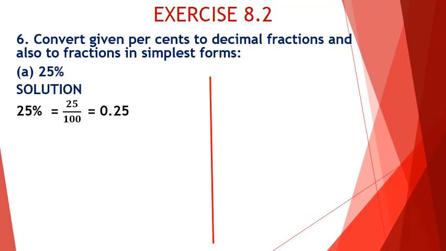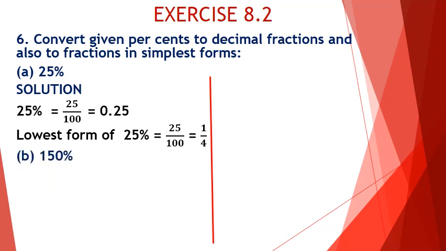And in the second part we have to write the fraction in the simplest form. 25 percentage can be written as 25 upon 100, which is not in the simplest form, because in numerator and denominator 25 is common. So we can divide both the denominator and numerator by 25. Then we get 1 upon 4. So 1 upon 4 is the simplest form of 25 percentage. Is it clear?